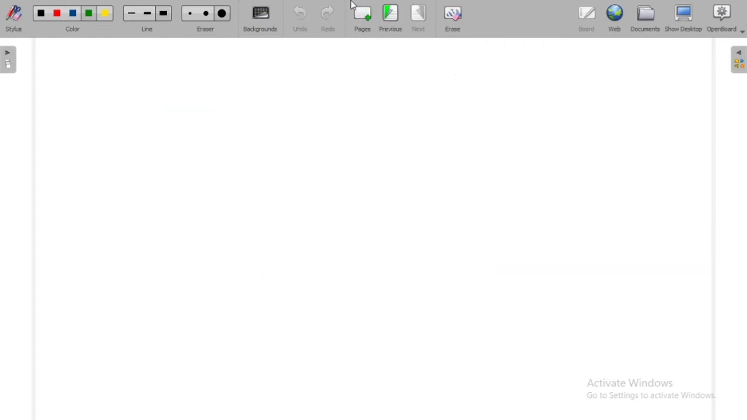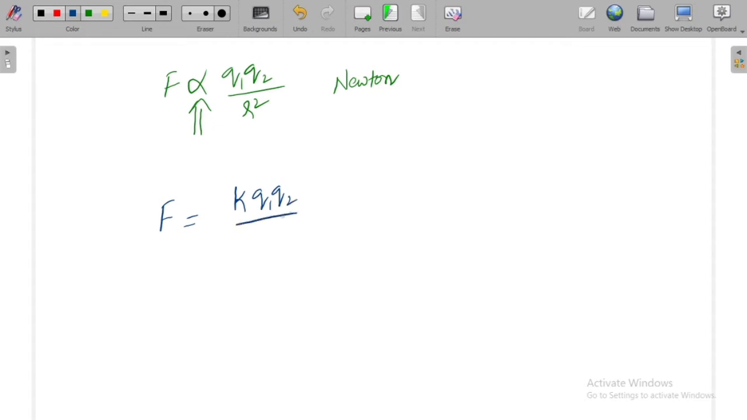Now, in order to remove this proportionality, force is proportional to Q1 Q2 by R square. We know that the unit of force is Newton, it is an SI unit. In order to remove this proportionality, I need to introduce a constant. So by introducing a constant, it becomes F is equal to K into Q1 Q2 by R square Newton. Now experimentally it is proved that the K value is 1 by 4 pi epsilon naught.